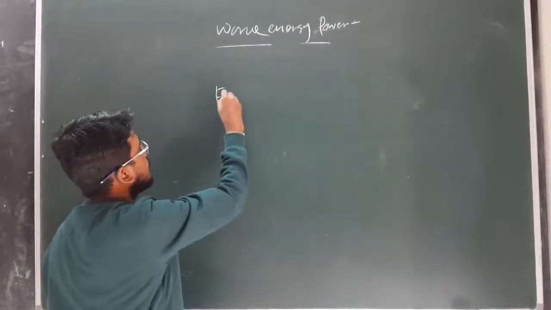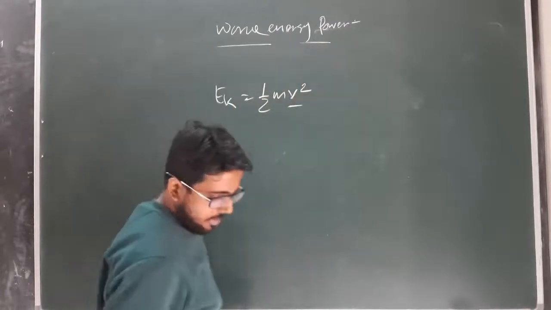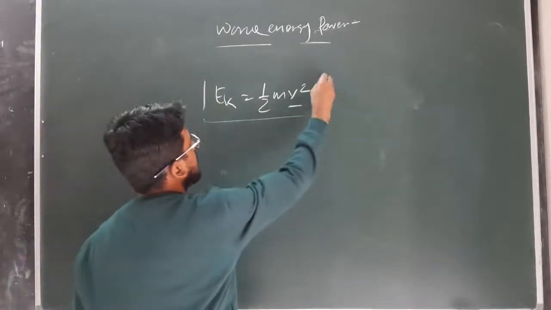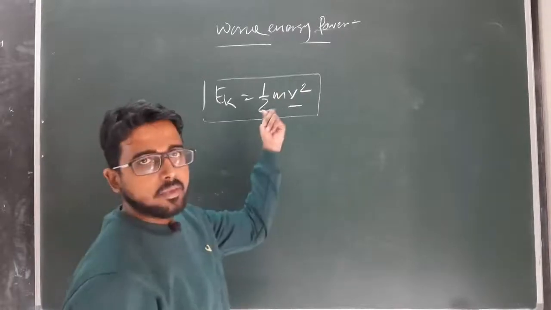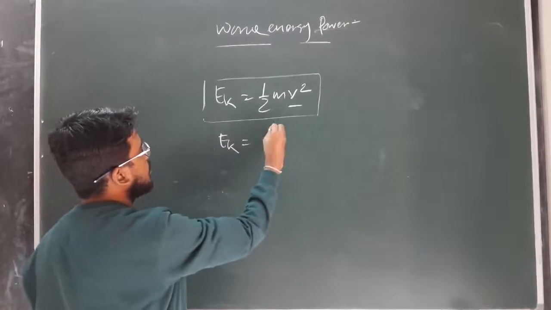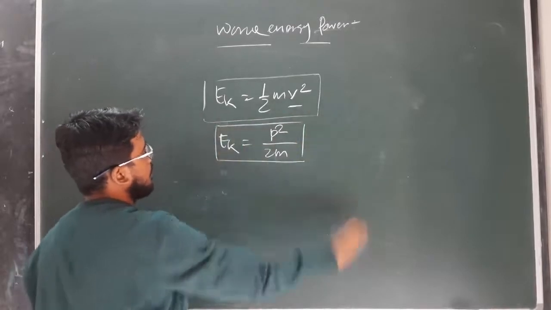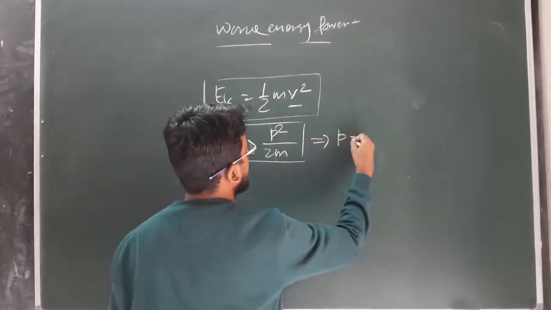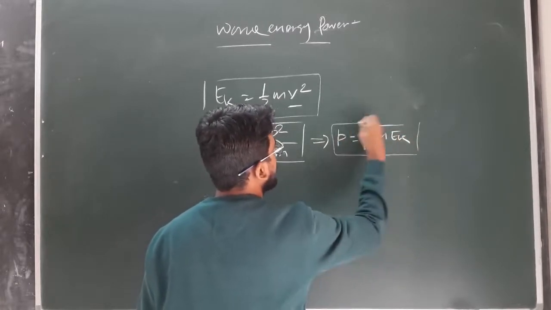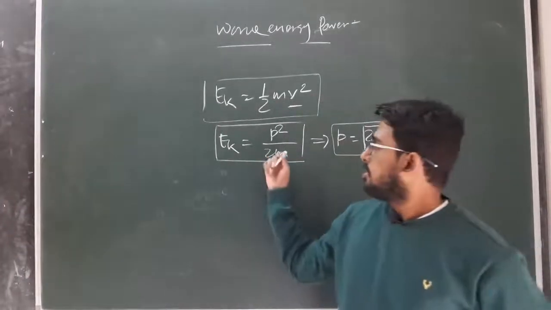The formula for kinetic energy we already discussed, that is half mv square, where v is the speed of the body and m is the mass of the body. So kinetic energy possessed by a body of mass m moving with speed v is defined as half mv square. The relation of kinetic energy with linear momentum is kinetic energy equal to p square divided by 2m, or else we can write the linear momentum equal to under root of 2m into kinetic energy.